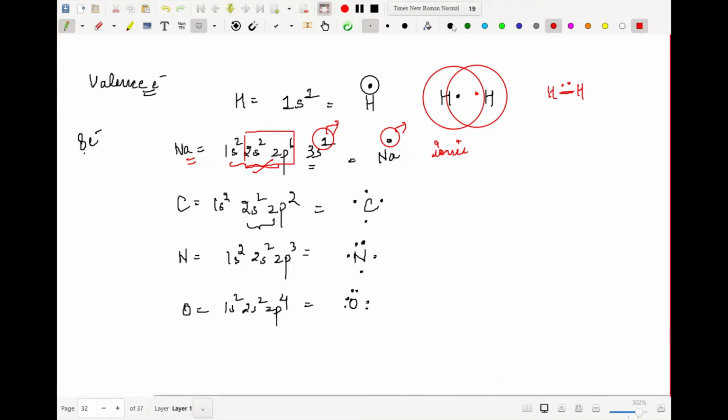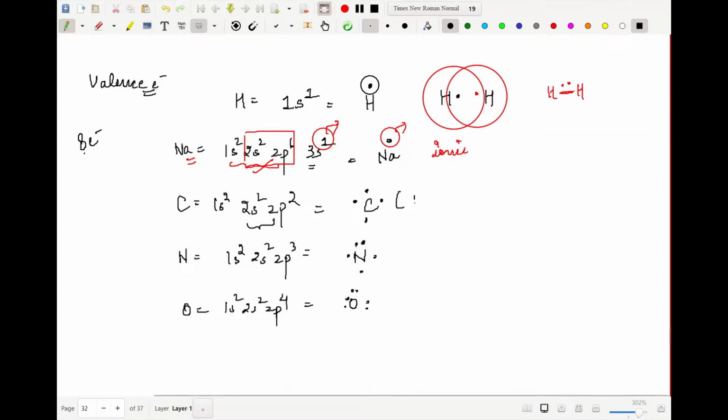Now in the case of carbon, as you can see, carbon has a total of 4 electrons in its valence shell. It would be quite difficult for carbon to gain 4 electrons or give away its 4 electrons, right? So that is why carbon actually shares its electrons with 4 different atoms, or basically it needs to form 4 bonds in order to have 8 electrons in its valence shell.